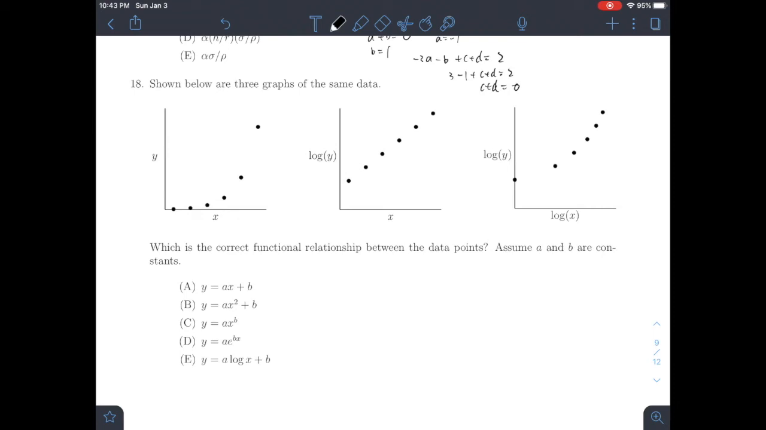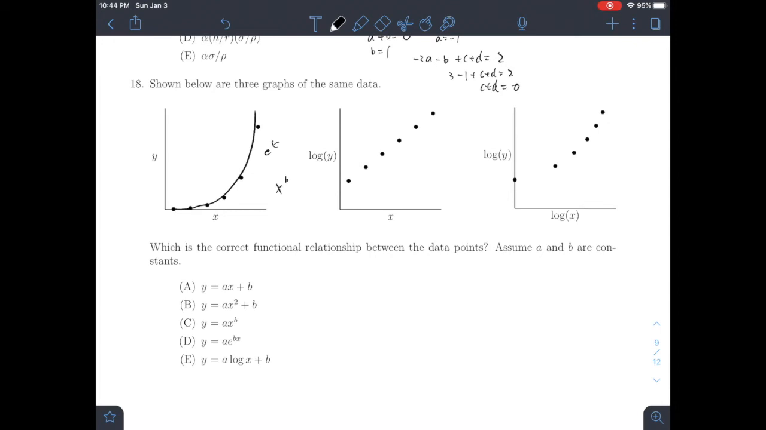Which of the following correctly describes the fundamental relationship between the data points, assuming A and B are non-zero constants? Okay, so let's look at the first graph. It could be an exponential function, right? Or it could be an x to the n power function, or it could be a quadratic function. We don't know. It could be anything.